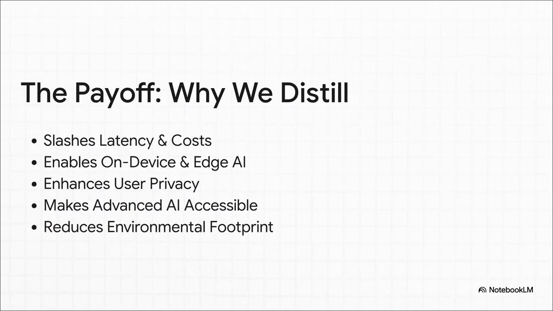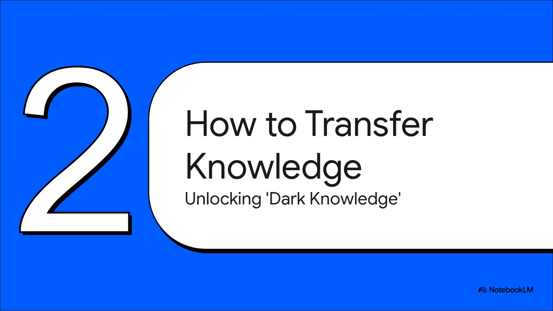So what's the payoff? Why do we do all this? Well, it's huge. Distillation directly attacks all those problems we talked about with the production wall. We slash latency and costs. We enable things that were just pipe dreams before, like on-device and edge AI. This enhances user privacy, which is massive. It makes advanced AI accessible to everyone. And hey, it even reduces our environmental footprint. It's a win-win-win. Okay, moving on to section 2.